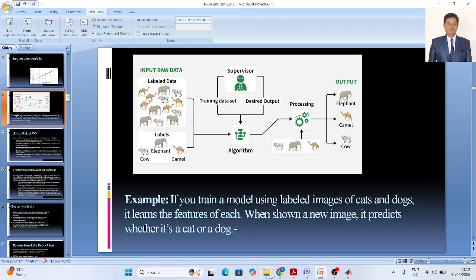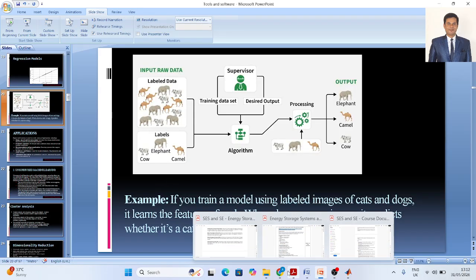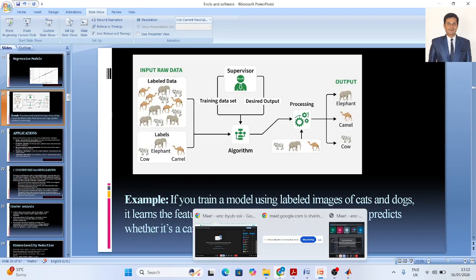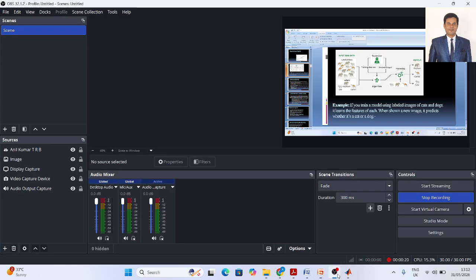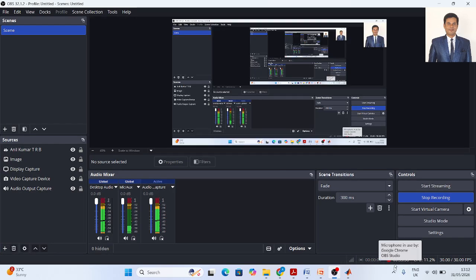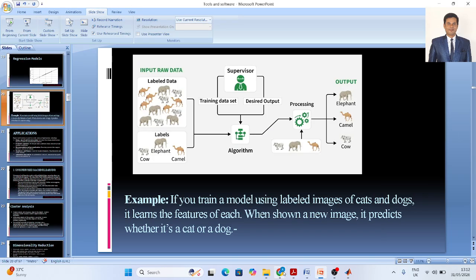Correct? Is that clear, Uday? Sneha, Mamta? Yes.